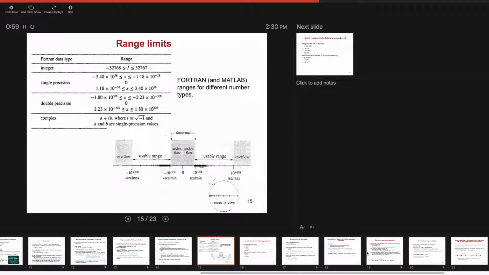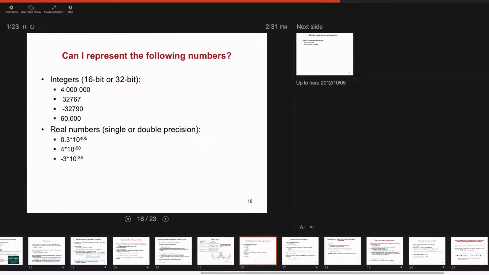If I have single precision, then I'm much more limited. It's about 10 to the 38, and equivalently 10 to the minus 38 in terms of the small numbers. Again, I expect you to roughly know these or have them on your cheat sheet, since this is for exam 2, so you can evaluate something like this.